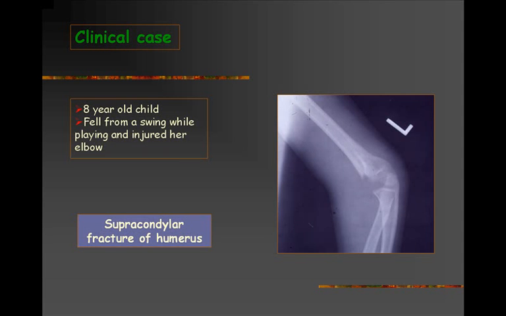In such cases, one always observes for important neurovascular injuries. The beak of bone, which extends at this point, is in very close proximity to the brachial artery, and one must always rule out any brachial artery injury at the time of diagnosis.